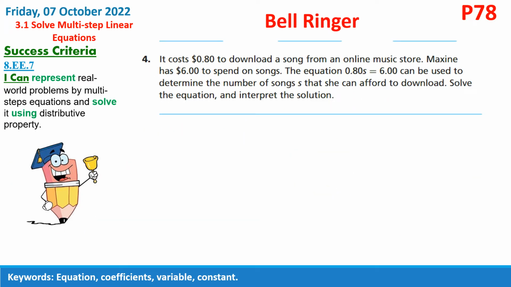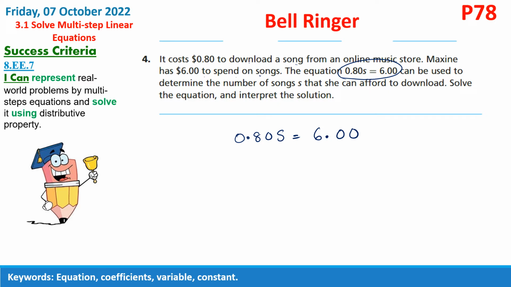Now let's try this question. It costs 0.80 to download a song from an online music store. Maxine has $6 to spend on songs. The equation is here: 0.80s equals 6.00. It is used to determine the number of songs that she can afford to download. Solve the equation and interpret the solution.